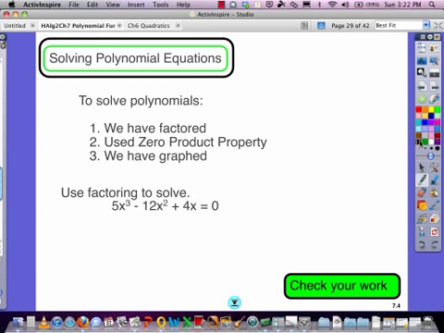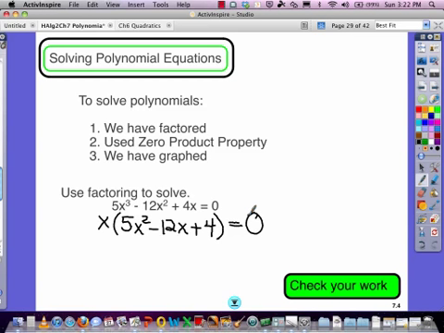So I'm looking at this trinomial and I see the first thing that I want to do is factor out the GCF. That GCF, greatest common factor, is x. Let's take that x out, and that would leave us with 5x squared minus 12x plus 4. That gives us a trinomial.